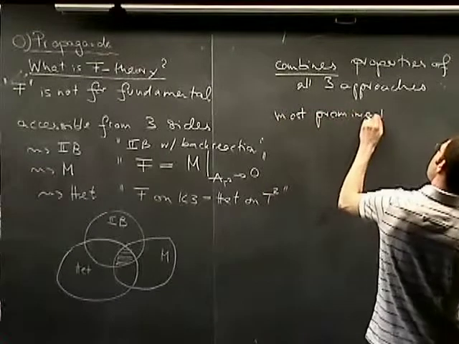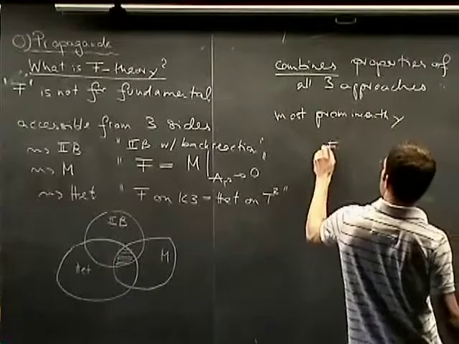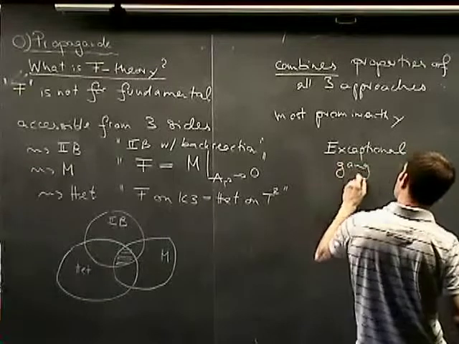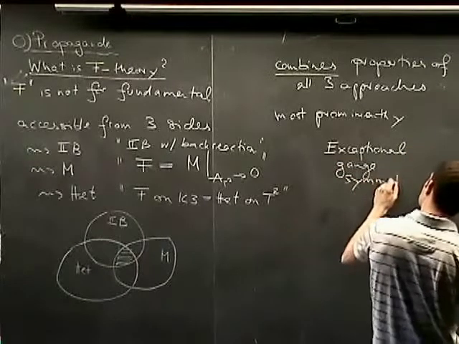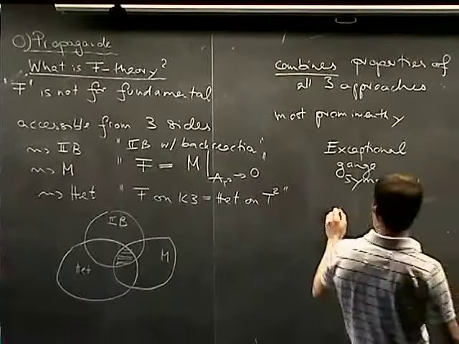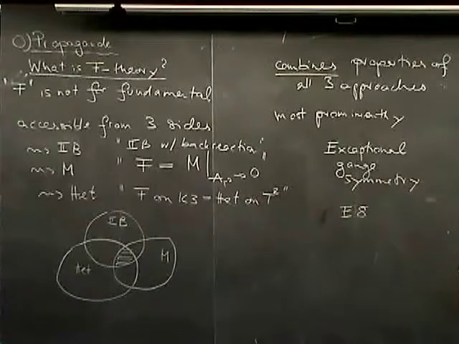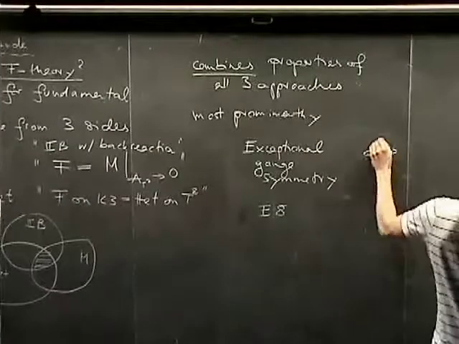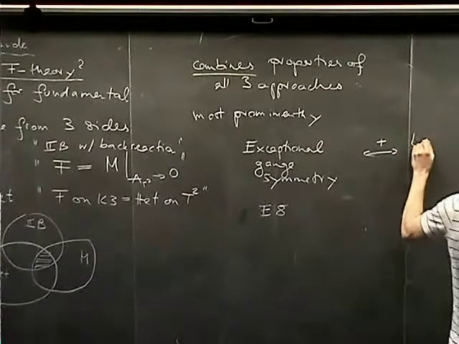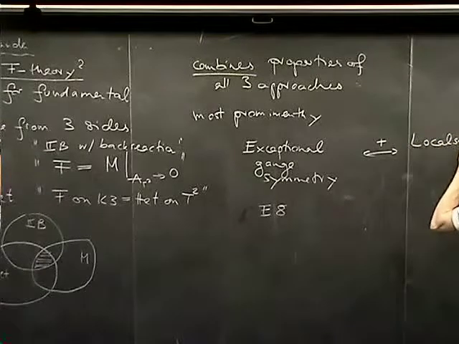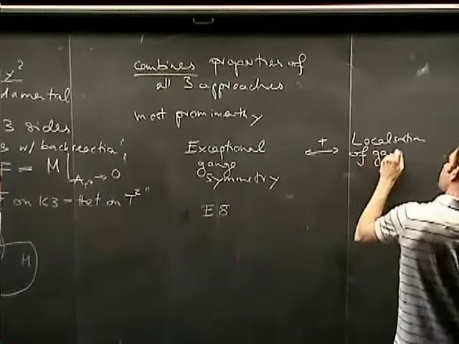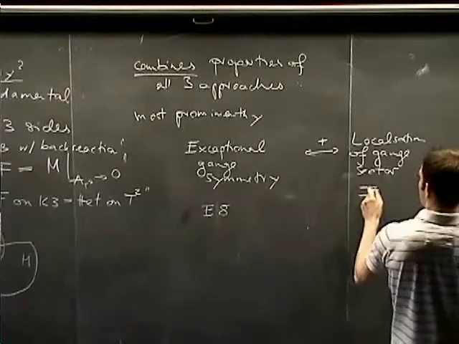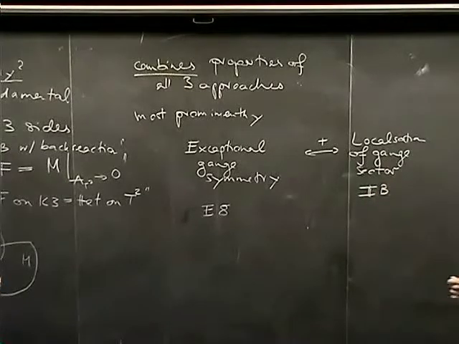So most prominently, we have the possibility to get exceptional gauge symmetry, as in particular in the heterotic string, which is why the heterotic string is so successful in model building, plus localization of the gauge sector on branes, which of course is in particular a feature of type 2 or type 2b theories.